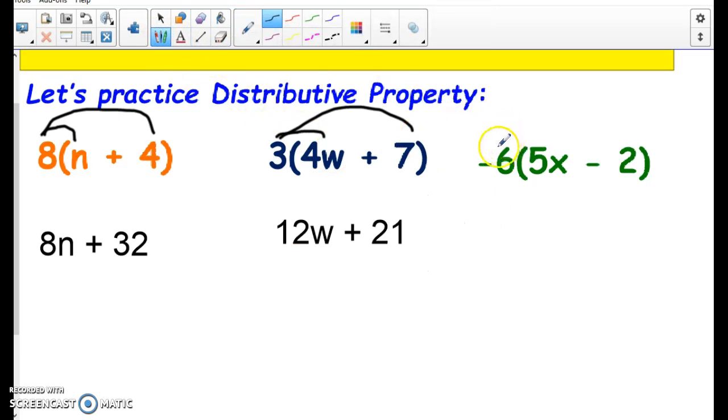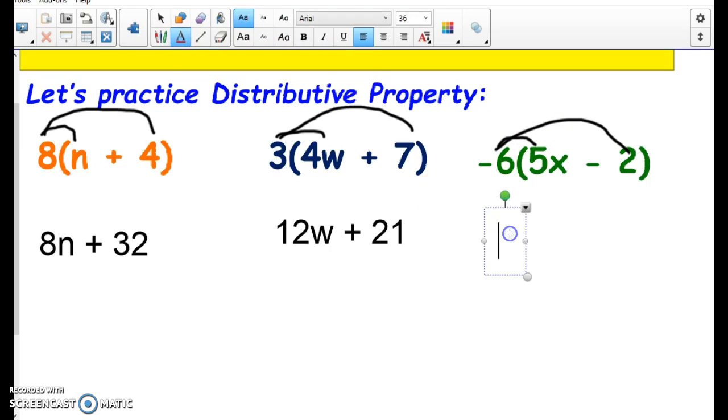Then here I would do the same thing. The negative 6 gets distributed to the 5x and to the negative 2. So negative 6 times a positive 5 is a negative 30. And I'll just bring the x along. And then negative 6 times a negative 2 is a positive 12.